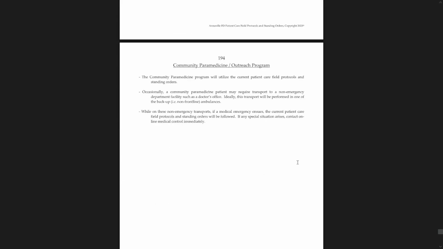The Community Paramedicine Outreach Program. The Community Paramedicine Program will utilize the current patient care field protocols and standing orders. Occasionally, a community paramedicine patient may require transport to a non-emergency department facility, such as a doctor's office. Ideally, this transport will be performed in one of the backup, i.e. non-frontline ambulances. While on these non-emergent patient transports, if a medical emergency arises, the patient's care field protocols and standing orders will be followed. If any special situations arise, contact online medical control immediately.